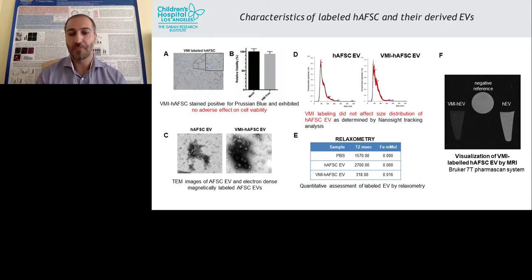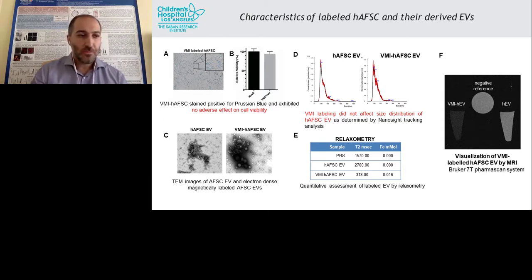And importantly, we can use relaxometry to measure the iron content in these vesicles. And the labeled EVs can also be visualized with MRI.